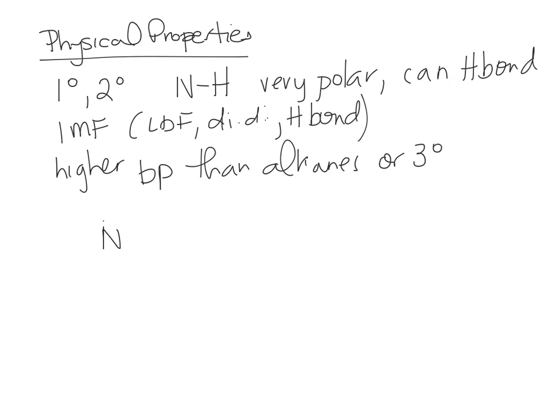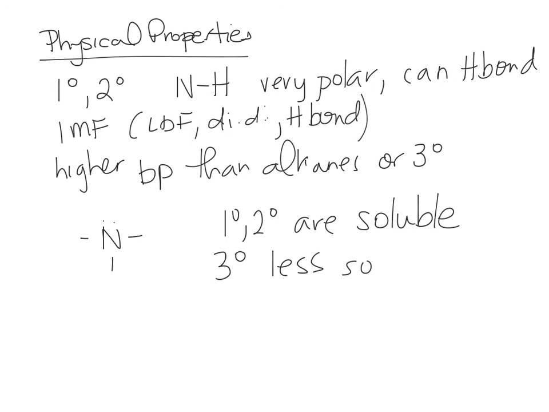Because nitrogen has a lone pair of electrons, it can accept hydrogen bonds from water. So both primary and secondary amines are highly soluble. Tertiary is less soluble because it can't form hydrogen bonds with water. It can only accept. So amines are quite soluble in water. Again, the longer the carbon chain, the less soluble they become.